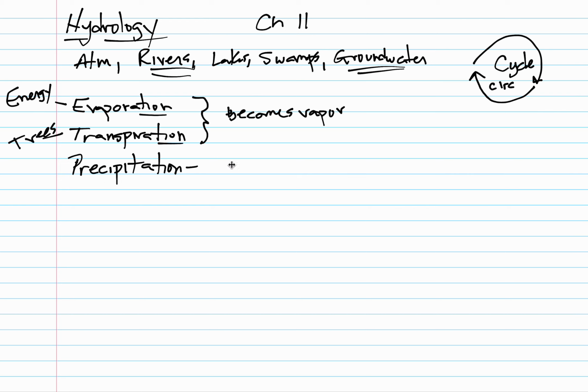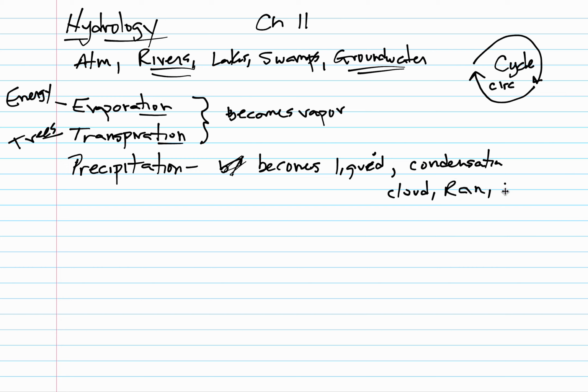Precipitation is when it becomes liquid. All right, so with precipitation, it's going to be condensation. That would be another good word here, condensation. And it's condensation to cloud, condensation to rain, and condensation to ice.